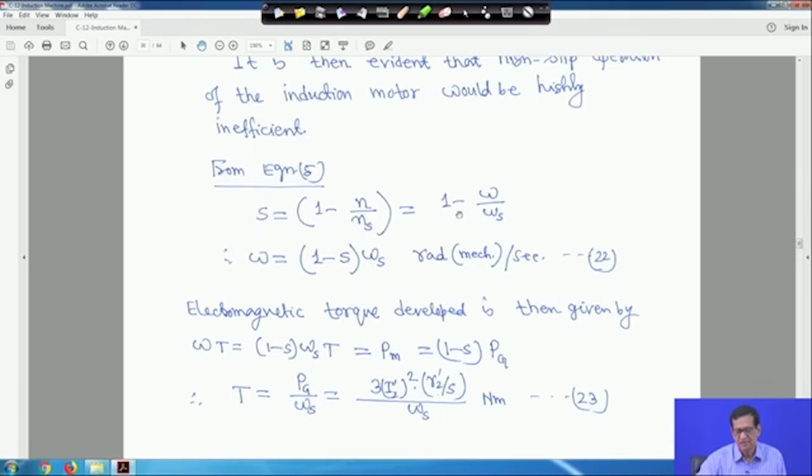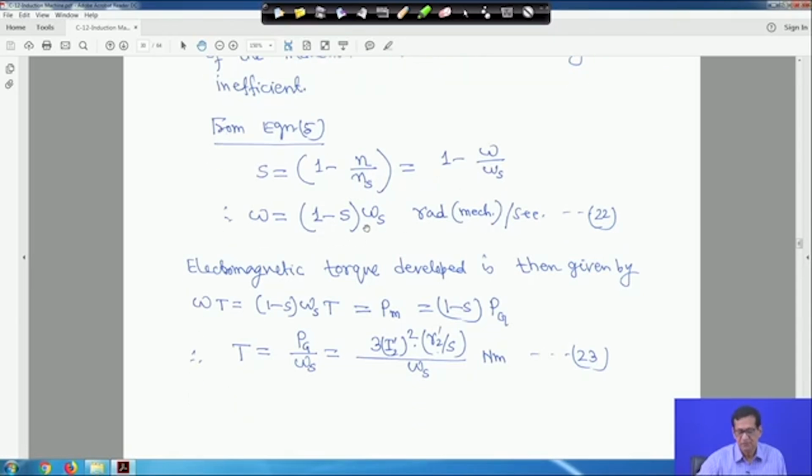So, the same thing you can write as 1 minus omega by omega S also. You multiply numerator and denominator by 2 pi. So, 2 pi N is omega and 2 pi Ns is omega S, the synchronous speed. Therefore, omega is equal to 1 minus S omega S, that is mechanical radian per second, right. This is equation 22.